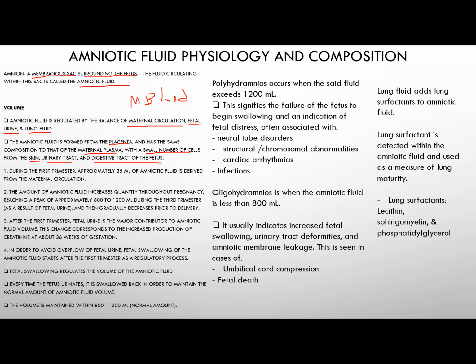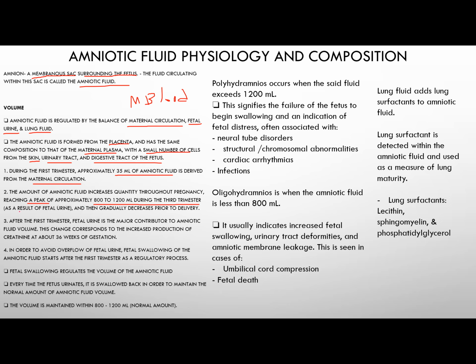So if it's similar to your plasma, it would also have glucose, proteins, and other electrolytes and substances. Now, during the first trimester, approximately 35 ml of amniotic fluid is derived from maternal circulation or maternal blood. So remember that first trimester, 35 ml amniotic fluid from maternal blood. Now it would increase throughout the pregnancy, reaching a peak of approximately 800 to 1200 ml during the third trimester. So during the third trimester, it would reach a maximum volume of 800 to 1200 ml.